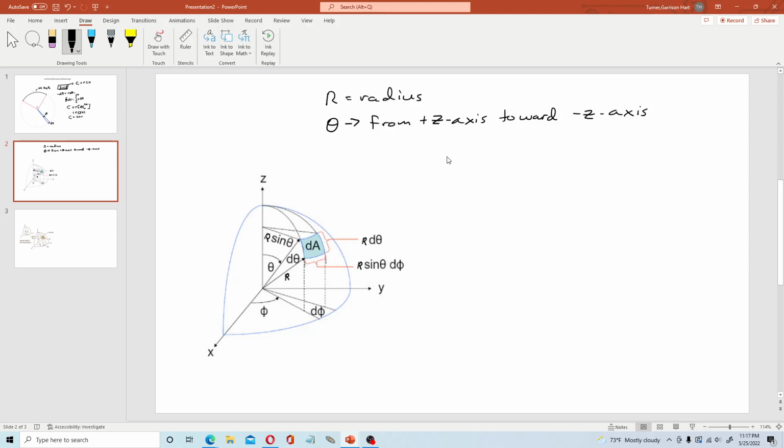Now, this is where mathematicians and physicists kind of butt heads sometimes. A lot of mathematicians will reverse the roles of theta and phi, but it doesn't really matter, right? As long as we keep them straight amongst ourselves, then things should be fine. And phi gets swept from the x-axis around the xy plane.